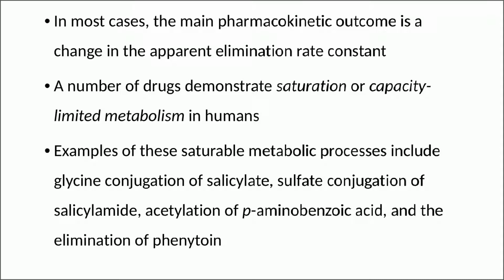Examples of these saturable metabolic processes include glycine conjugation of salicylate, the sulfate conjugation of salicylamide, acetylation of para-aminobenzoic acid, and the elimination of phenytoin. So these are some classic examples in which the drug's metabolism reaches saturation, and after that linear pharmacokinetics is not possible, and thus we observe non-linear pharmacokinetics.